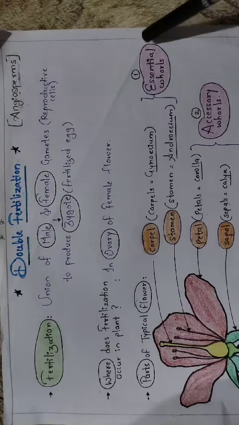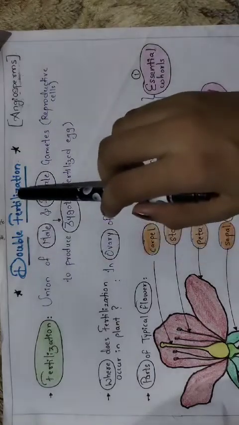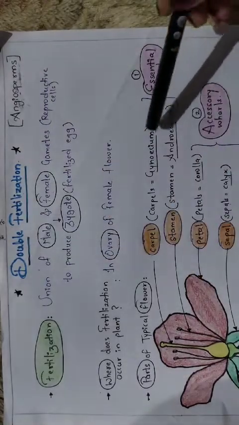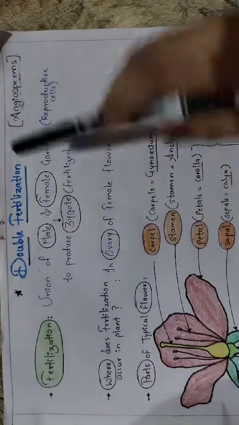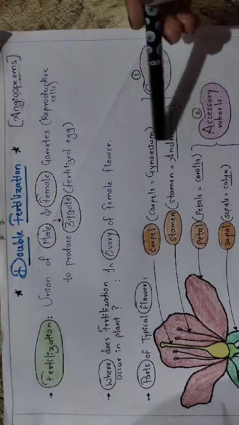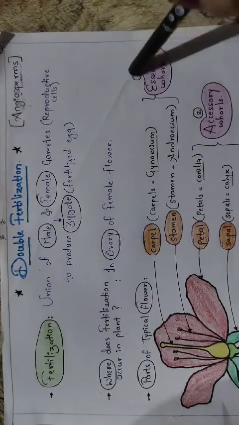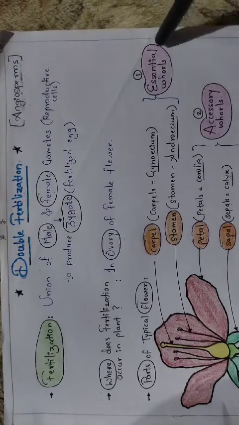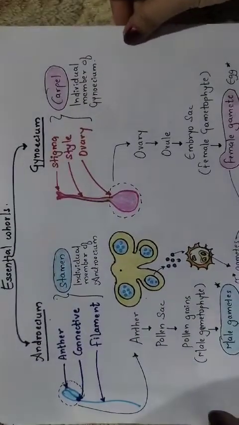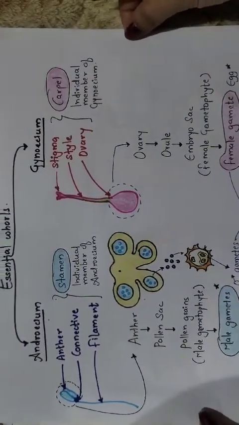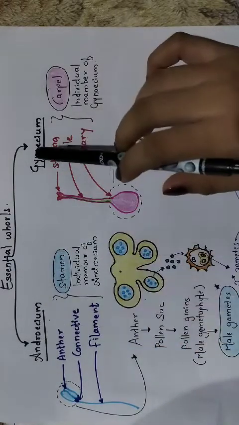But still we are going to focus only on the essential whorl because our main topic is double fertilization. It means the male and female gametes are very important, and those gametes are produced in the male and female reproductive organs, which are nothing but the essential whorl. So let us first focus on those essential whorls. The next part is the essential whorl, which means the androecium and gynoecium.